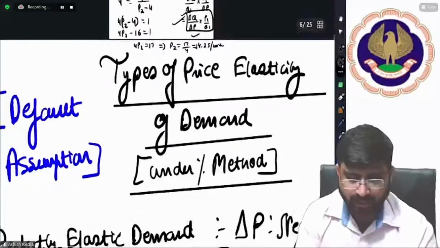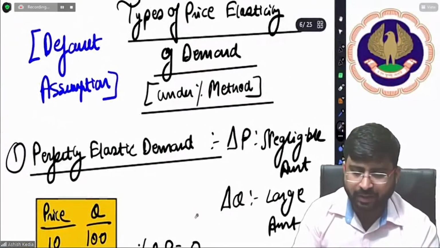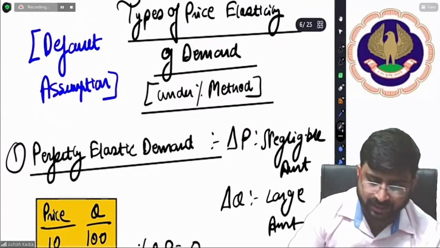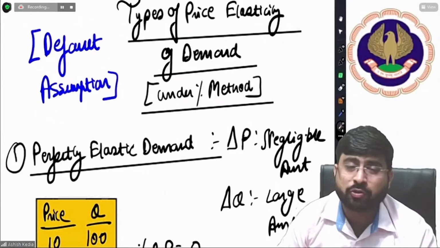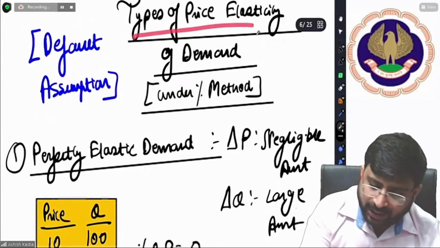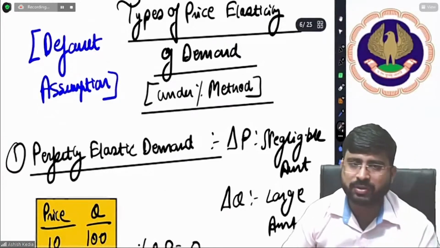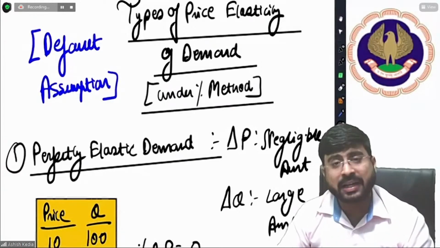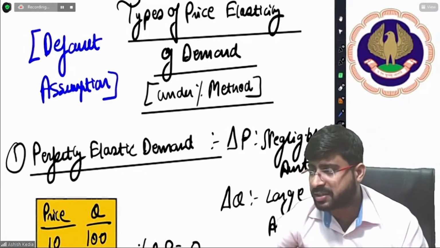Let's move forward. Okay. Now, sir, what are we discussing? My dear friends, we are discussing types of price elasticity of demand. So what are the types of price elasticity of demand under the percentage method, obviously, which we have just done? Pay attention. Very important discussion. Pay attention, everybody.